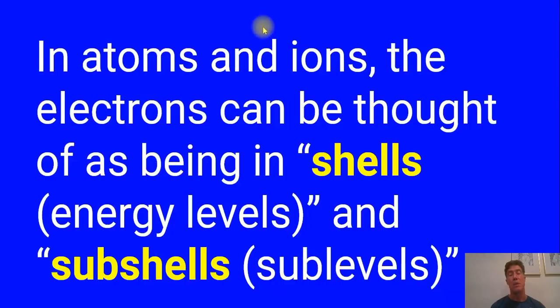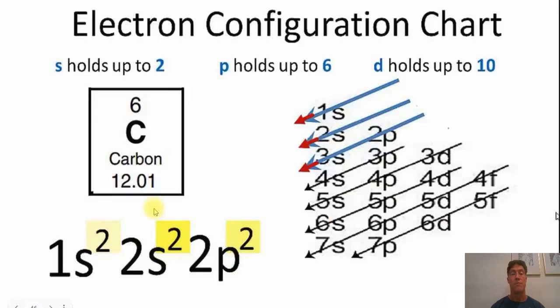So when you hear the word shell, think energy level. And when you hear the word subshell, think sublevels within that particular energy level. The first energy level, or shell, is known as the 1. There's one subshell known as the S subshell, and it can hold up to 2 electrons. Then we go to the second shell, which has an S subshell and a P subshell. The S holds 2 and the P can hold up to 6.